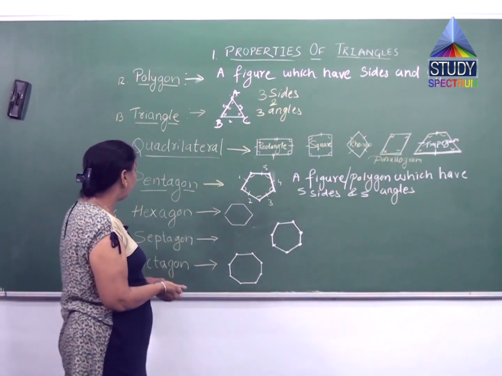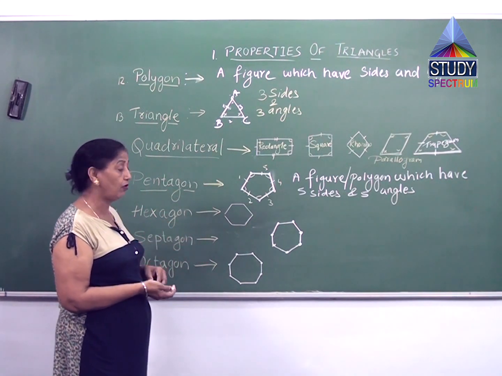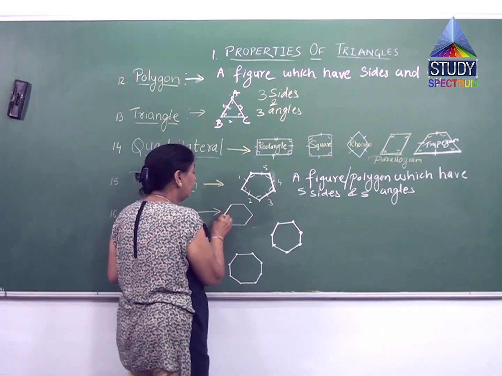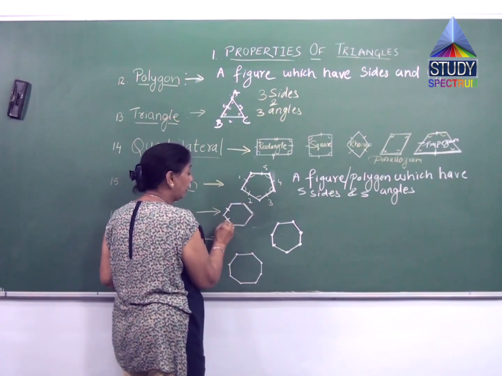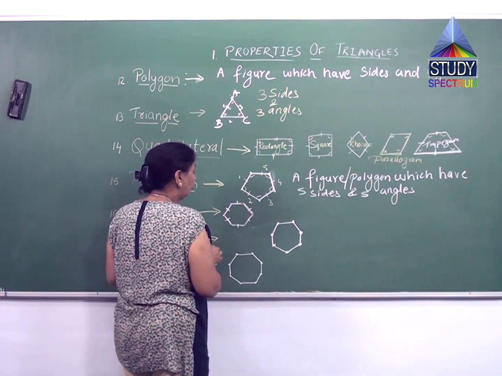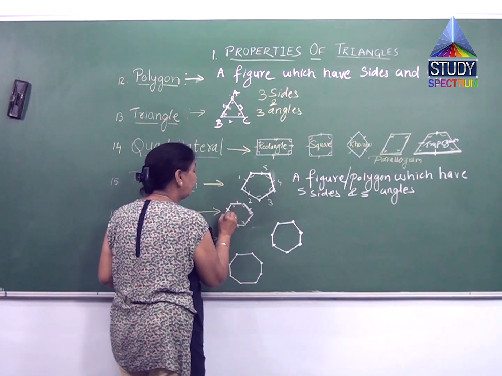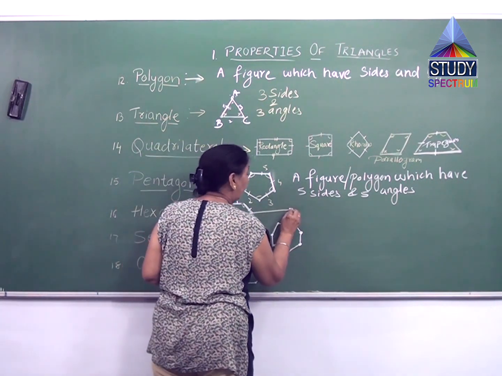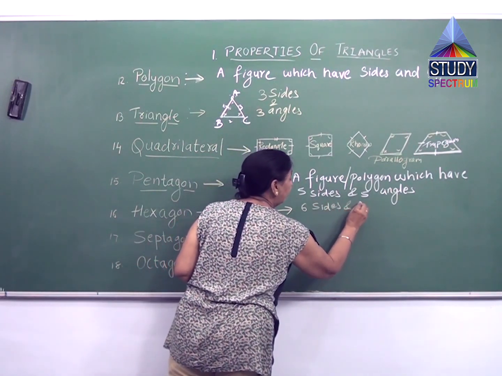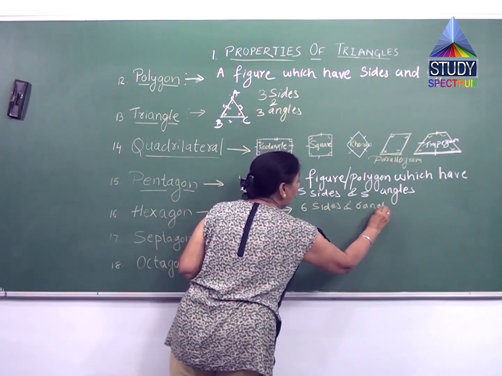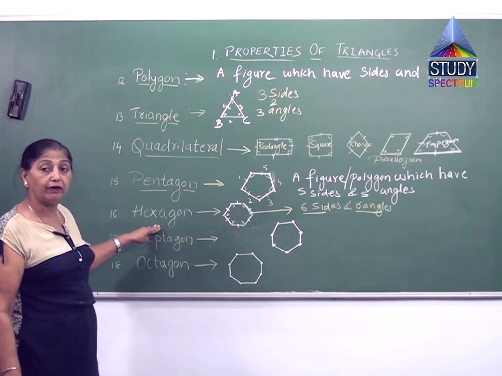Right? In the same way, a figure which has 6 sides and 6 angles is known as a hexagon. Now here this is a figure or polygon, you can say. It has 6 sides. This is the first, second, third, fourth, fifth, sixth. And how many angles are there? See, first, second, third, fourth, fifth and sixth. So a figure or polygon which has 6 sides and 6 angles is known as a hexagon.